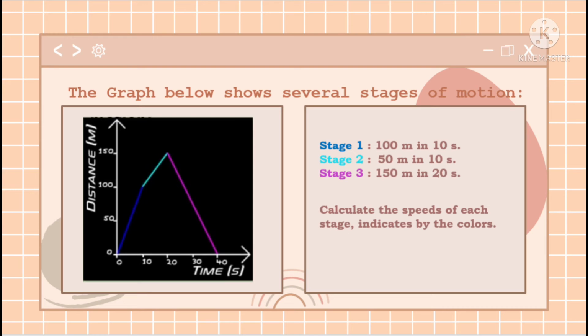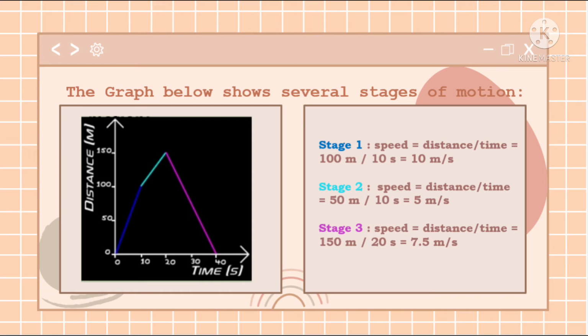Let us calculate the speeds of each stage indicated by the color. In stage 1, we got a distance of 100 meters and a time of 10 seconds. We divided 100 meters by 10 seconds and got the speed of 10 meters per second. Same as stage 2, we divided the distance by time, which is 50 meters by 10 seconds and got a speed of 5 meters per second. And in stage 3, we got 150 meters divided by 20 seconds and got the speed of 7.5 meters per second.